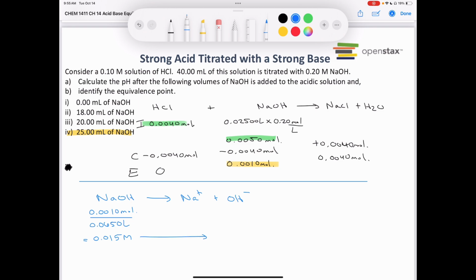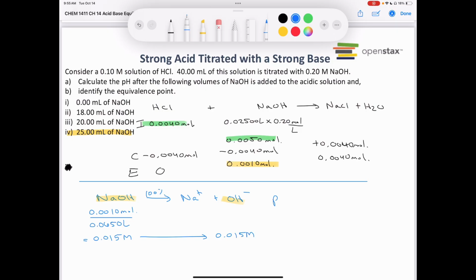Now, there's no need to make a huge ice table here, really. You can if you want to, but we know that sodium hydroxide is a strong base. It dissociates 100%. The stoichiometric ratio of sodium hydroxide to hydroxide is 1 to 1. Therefore, the concentration of my hydroxide ions is 0.015 molar.